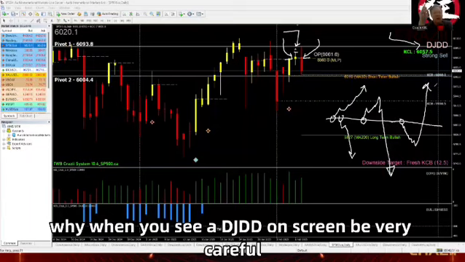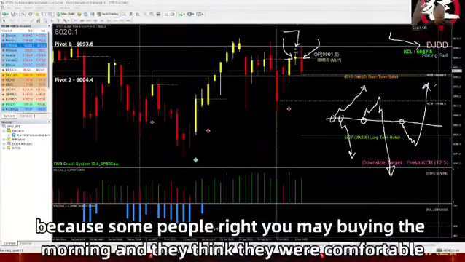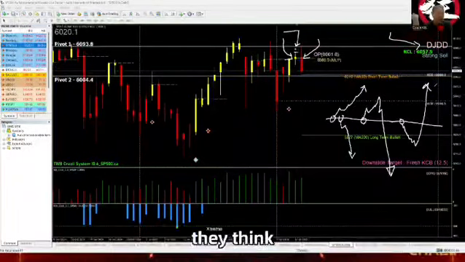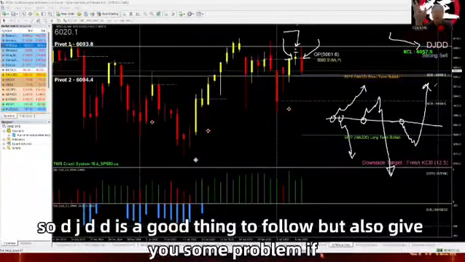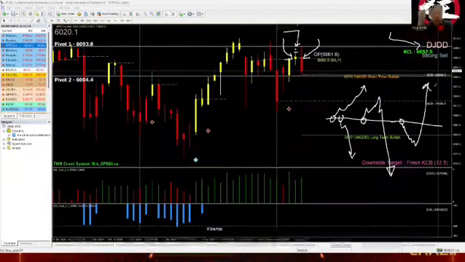So when you see a DJDD on screen, be very careful, because some people may buy in the morning and think they're very comfortable, they think that's okay, then come back at night and get shocked because the market reversed. So DJDD is a good thing to follow, but it will also give you some problems if you don't follow the OP throughout the whole day. Yeah.